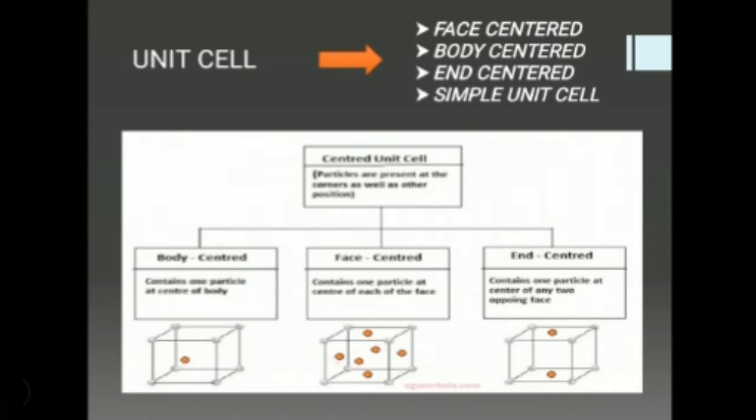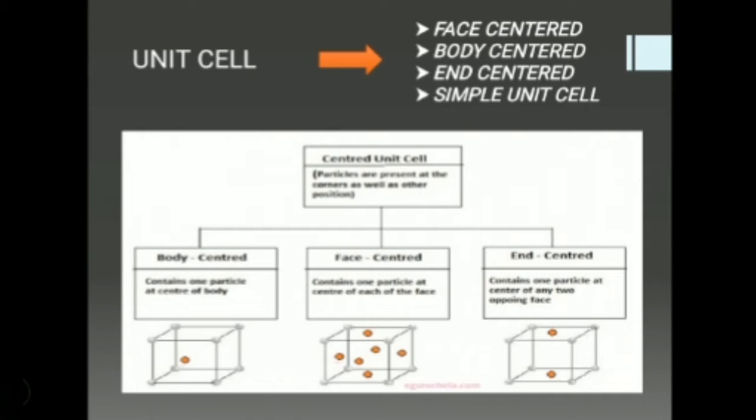So how is it arranged? There will be 8 atoms in the corners, as well as there will be 6 atoms on the faces of a cube. Next, body centered. Here similarly there will be 8 atoms in the corners, and there will be a single atom in the center, which will be touching all the 8 corners.